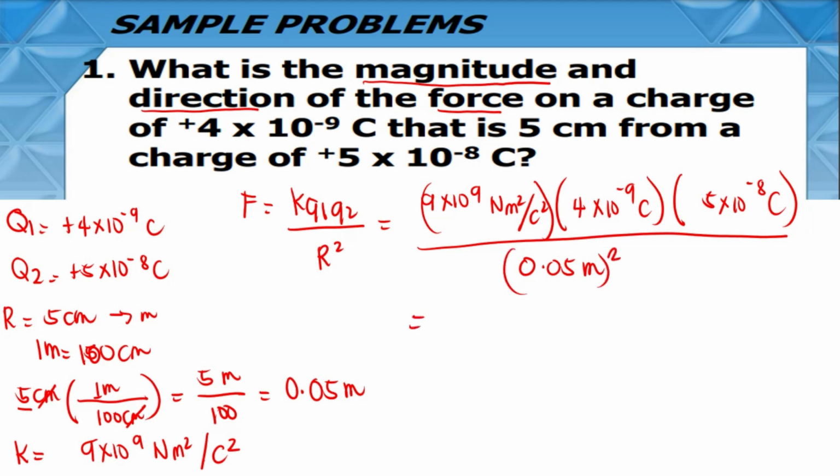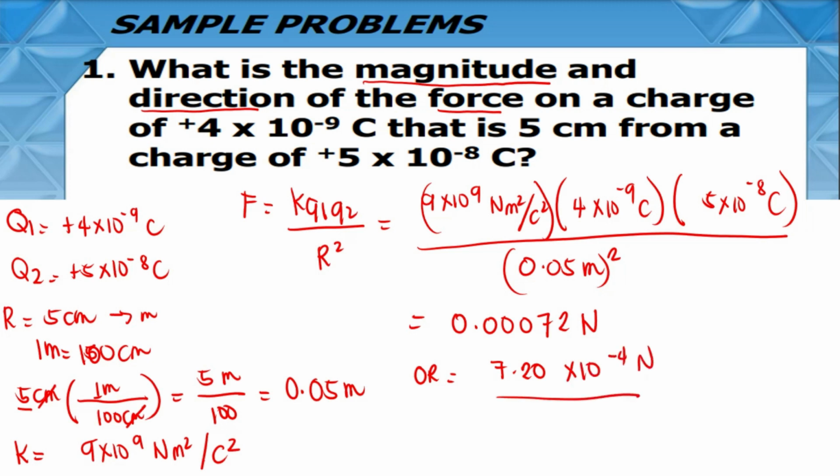If we're going to simplify this, you will get 0.00072 newtons. Or, in scientific notation, your answer will be 7.20 times 10 raised to negative 4 newtons. That will be our F. Now, since our charges are both positive, definitely we can say that the force of our charges here will be repulsion.